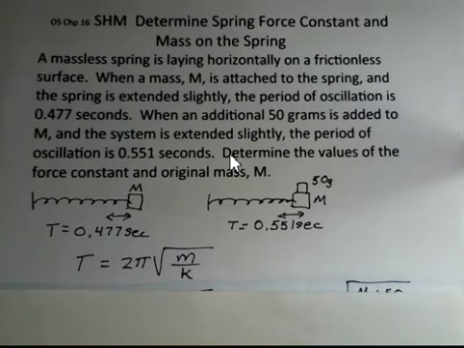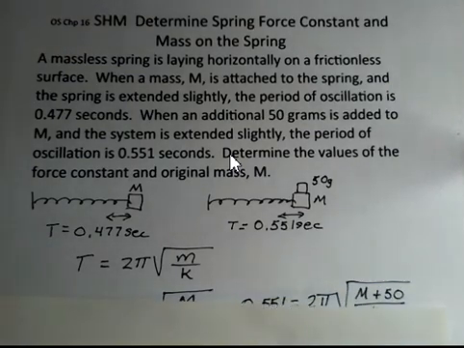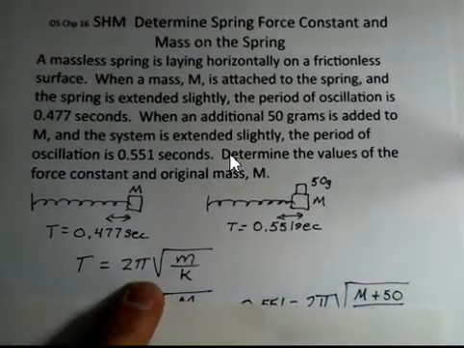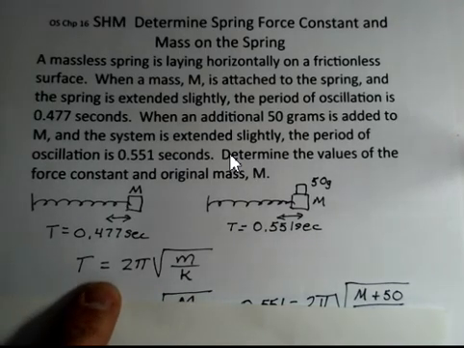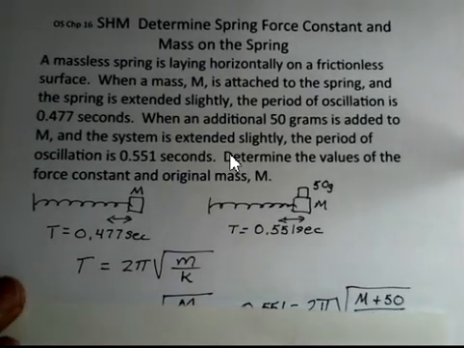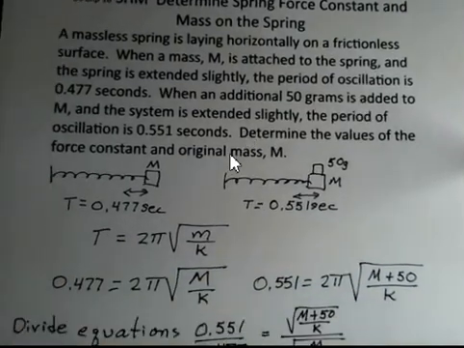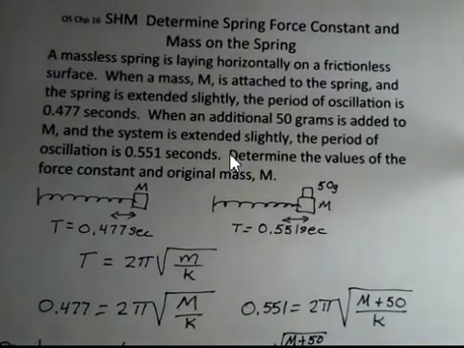So what we do is we write this equation twice. We write the spring period equation twice for the two sets of data. And when we do that, we get the following: 0.477 equals 2 pi square root of capital M over K, and 0.551 equals 2 pi square root of capital M plus 50 over K.